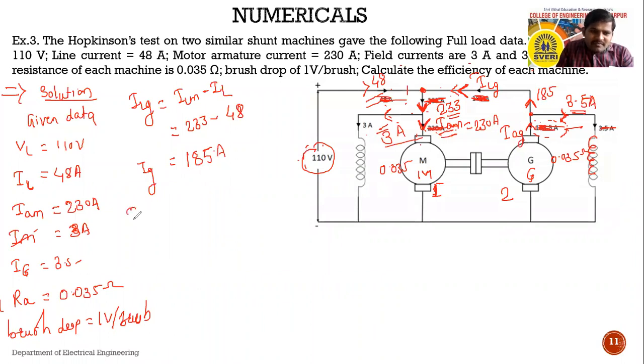Can I calculate IAG? IAG equals what will it be? Again, the summation of all the currents meeting at a junction point is equal to 0, or the sum of incoming current is equal to the sum of outgoing current. How many incoming are there? Only one, and there are two outgoing. So the summation of incoming is equal to outgoing. I want to calculate IAG, what will IAG be? Are you paying attention? Can I explain once again? Hello, give me reply.